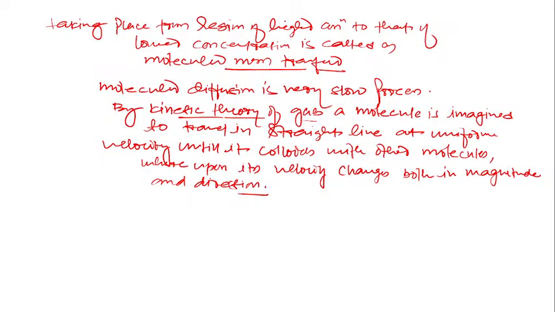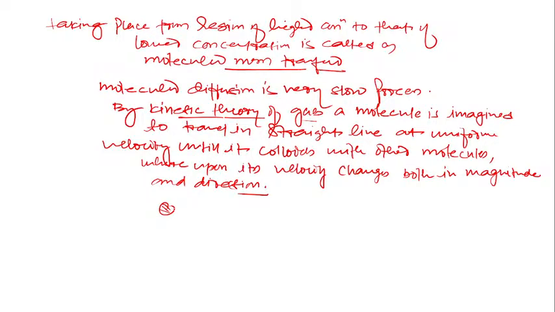So as I told you, the molecules are going to collide with other molecules, and the distance traveled between two successive collisions is called the mean free path. Due to continuous collision, for example, if this is a molecule, it is similar to Brownian motion.